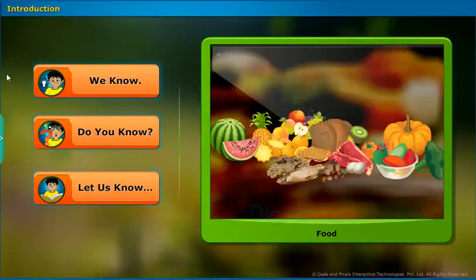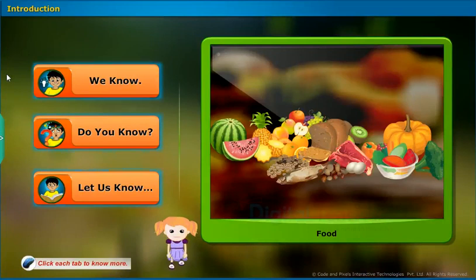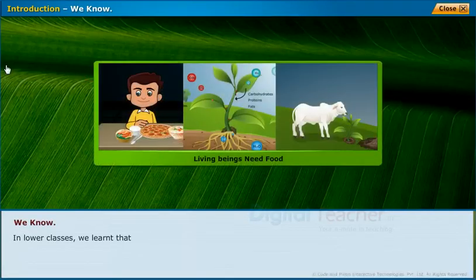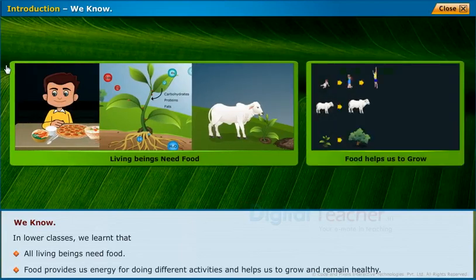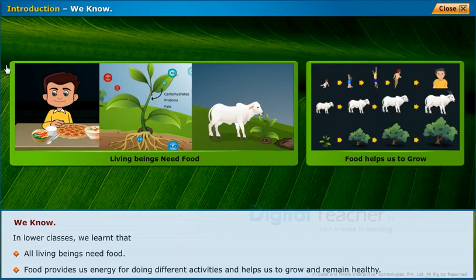Introduction. Before entering into the chapter, follow the instructions shown on the screen. Click each tab to know more. In lower classes, we learned that all living beings need food. Food provides us energy for doing different activities and helps us to grow and remain healthy.